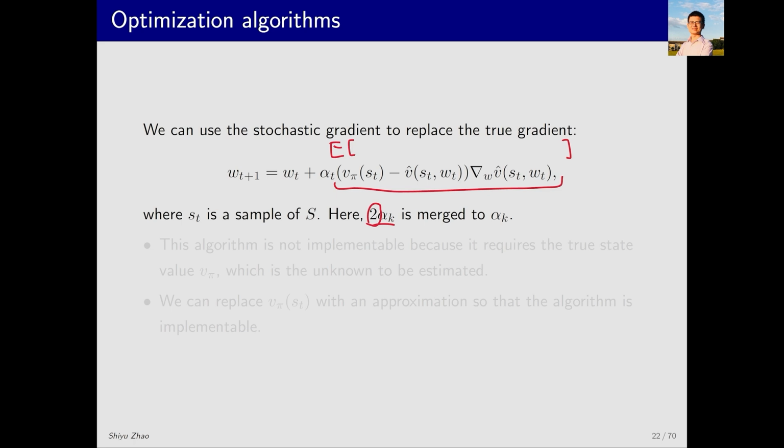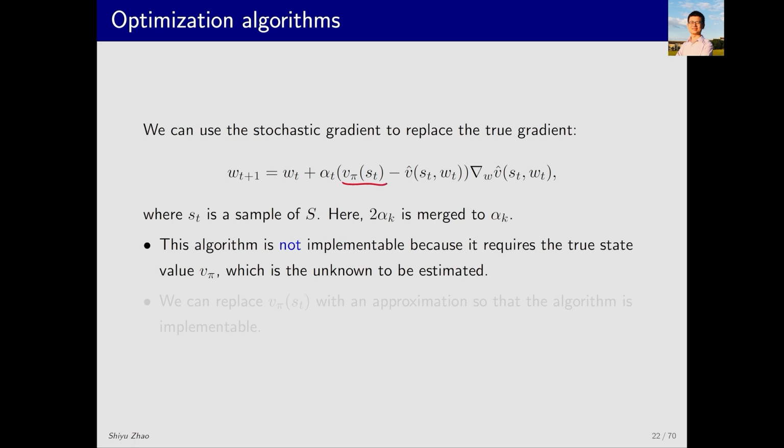Up to this point, we have introduced the expression of the algorithm, but only halfway. Why is that? Because it involves v_pi(s_t), which we don't know. In fact, it's the quantity that we're trying to obtain. So this algorithm cannot be used in practice as it is. To solve this problem, we can replace v_pi(s_t) with other quantities. How to do that? We have two methods.